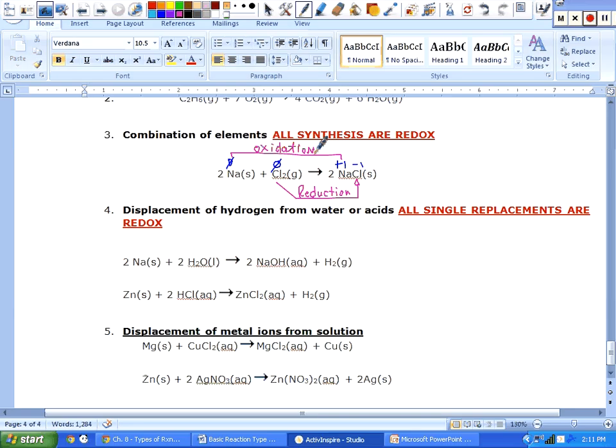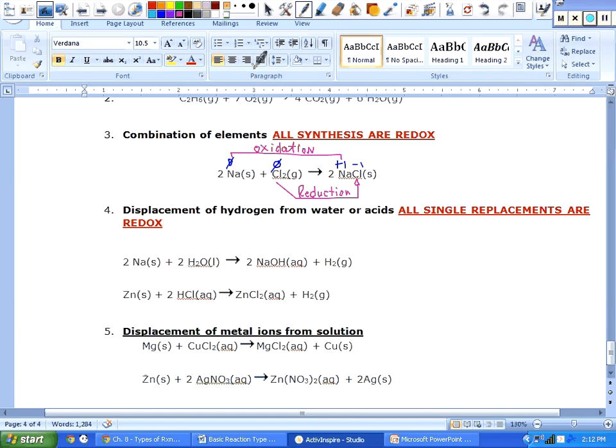All right, please listen. Does it make sense? Sodium started as a 0, then it went to +1. Chlorine started as a 0, went to -1. Did chlorine go down? It went from 0 to -1. That went down. That's reduction. Bottom line, it went down, it was reduced. So the other thing has to be oxidation. If it goes up, it's oxidation.